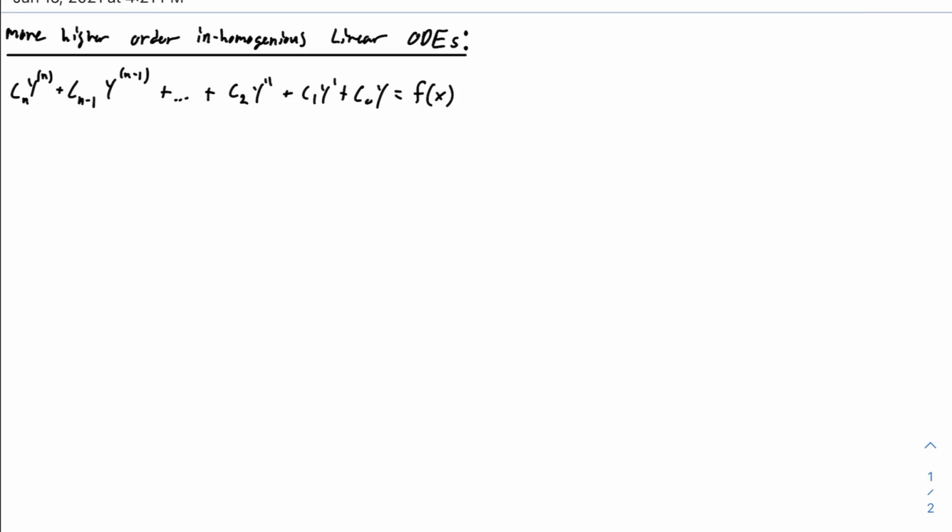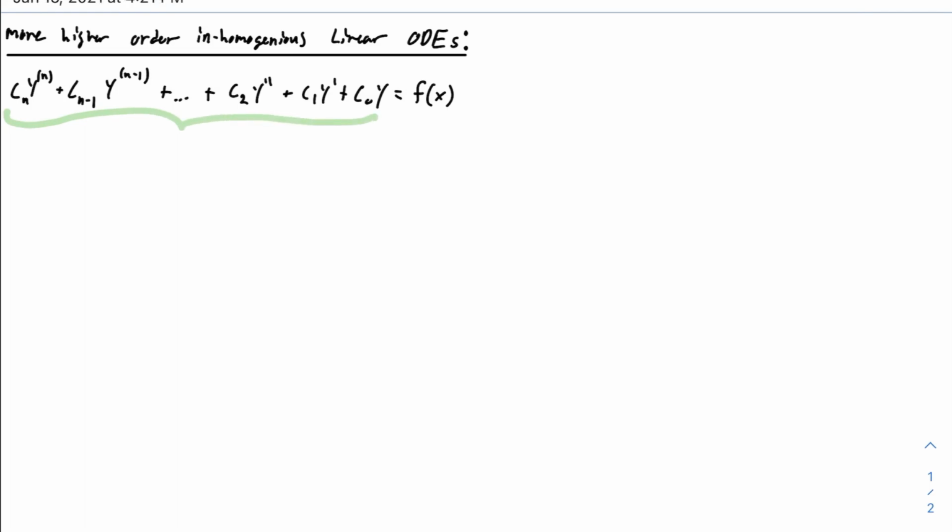So in today's video, we're going to be going over some more of the higher order inhomogeneous linear ordinary differential equations, as we can see in the name right here. So the first part is we're going to have a linear ordinary differential equation. So that's just basically what we have right here.